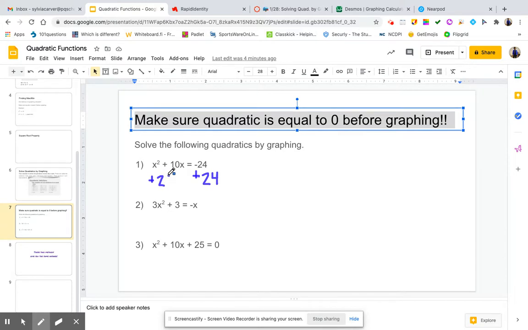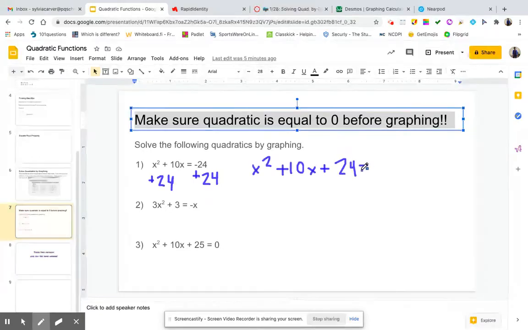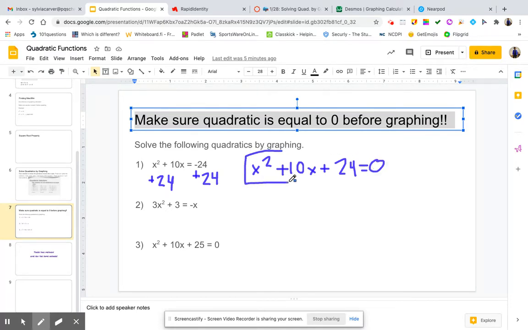Now, these are not like terms. One's an x squared, one's a regular x, and one's a number. So none of these three terms are the same. So I would just write my answer out as x squared plus 10x plus 24. So I don't have any like terms. I cannot combine anything. So I'll leave it just like this. Now my equation is equal to 0. And in just a minute, we're going to take this equation and graph it in Desmos. You would only graph this part of the equation. So make sure your equation is equal to 0 before you graph it.